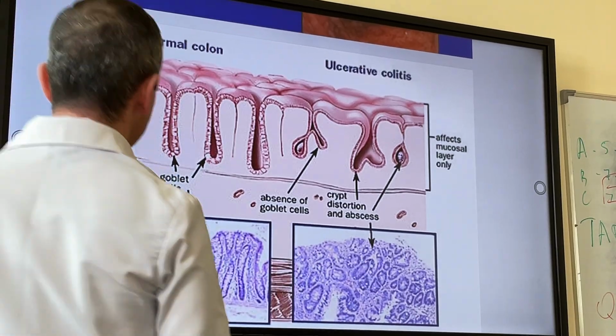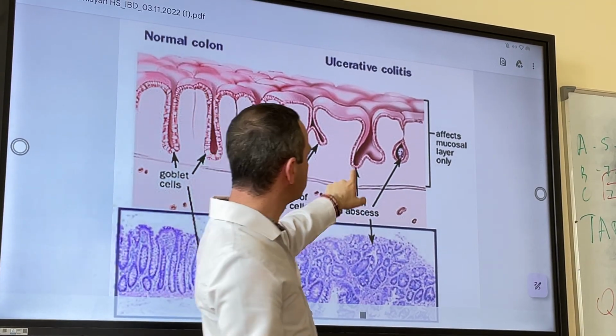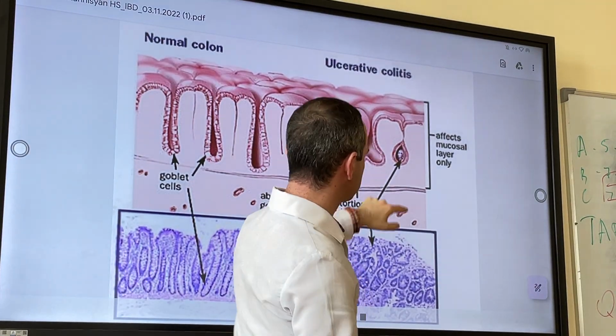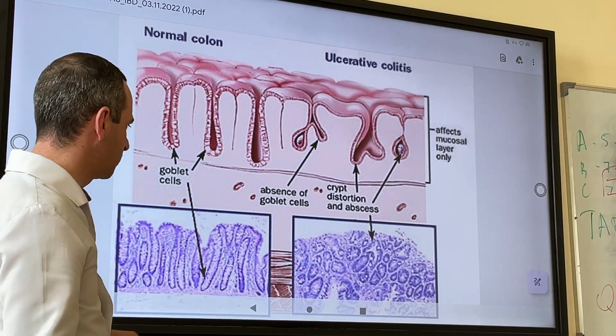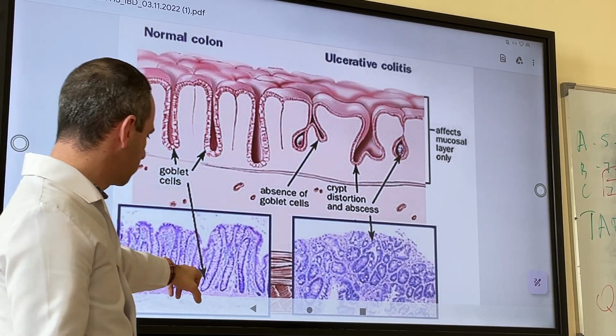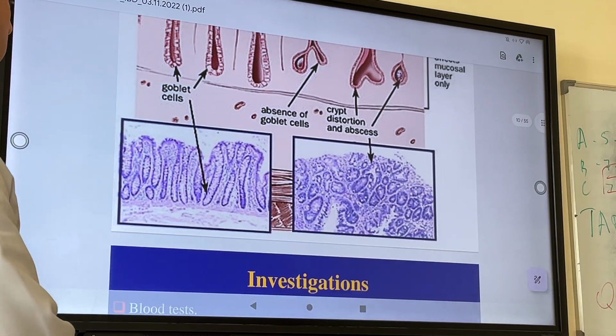You see here goblet cells. In this case, they are lacking, with crypt distortion and crypt abscess, but it mostly affects the mucosal and submucosal layers. This is normal. This is a microscopic view in case of ulcerative colitis.